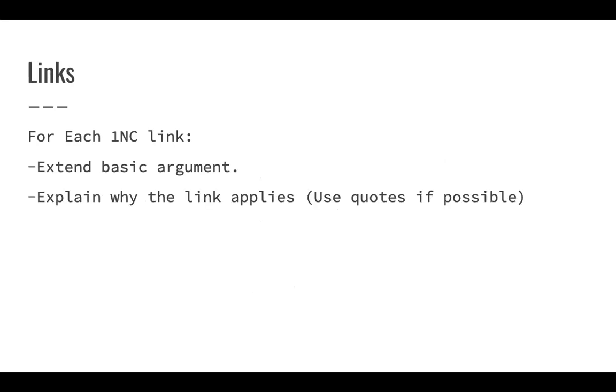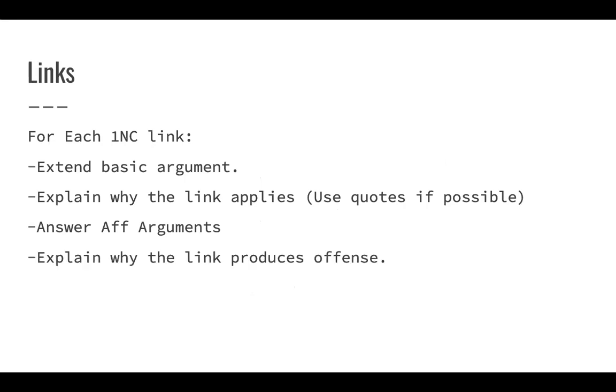Links. This is the super important part of the 2NC. In particular, for each 1NC link, you should extend the basic argument, explain why the link applies. If possible, use quotes from the 2AC, from the 1AC, from cross-examination. That makes it a whole lot more believable, especially for judges who are skeptical about critiques. Answer the affirmative arguments on why they didn't link, and then explain why the link produces independent offense or in some other way applies outside of the world of the K.